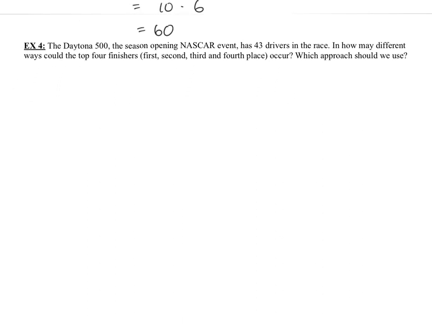Example 4. The Daytona 500, I hope that's how it's said, the season opening NASCAR event, has 43 drivers in the race. In how many different ways could the top 4 finishers, first, second, third, and fourth place, occur? Which approach should we use?